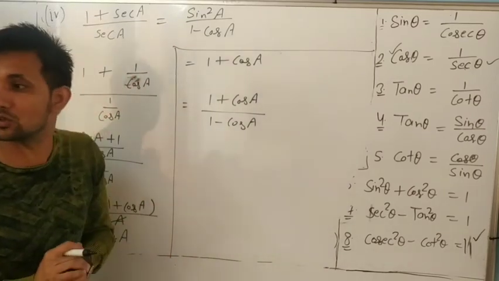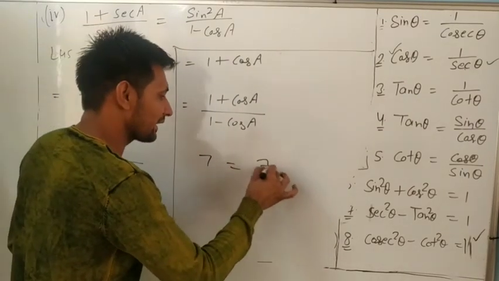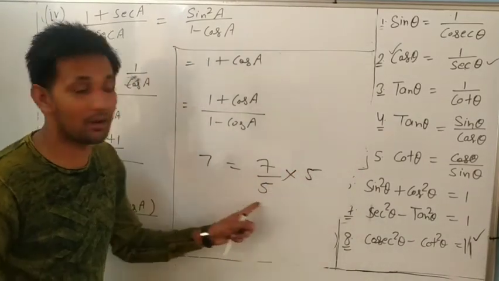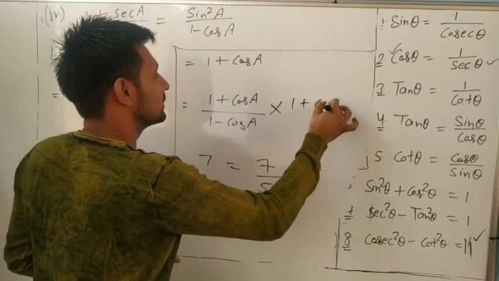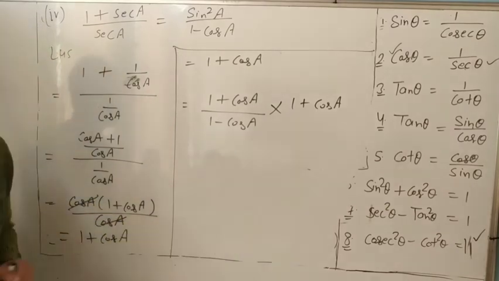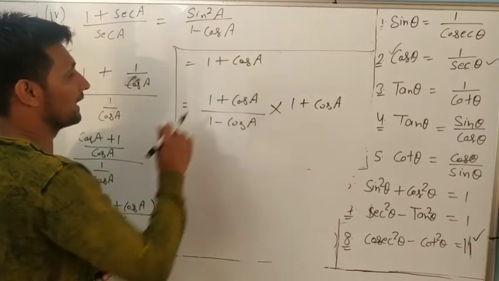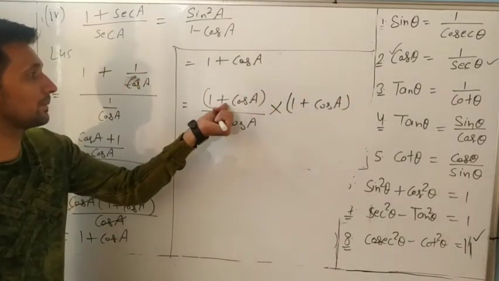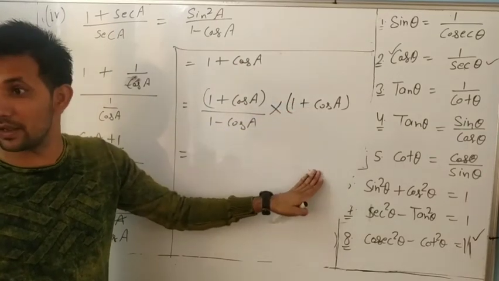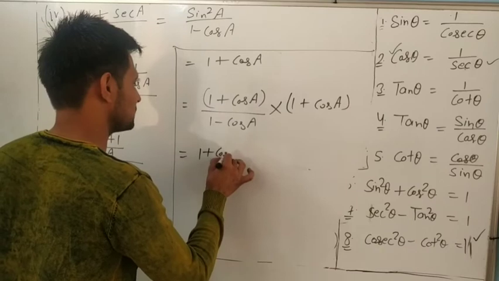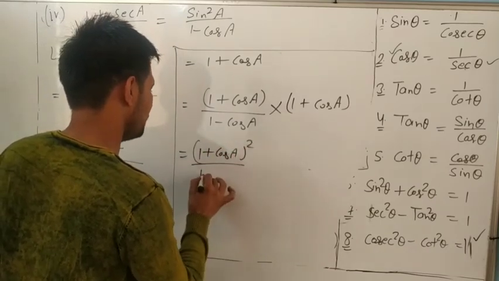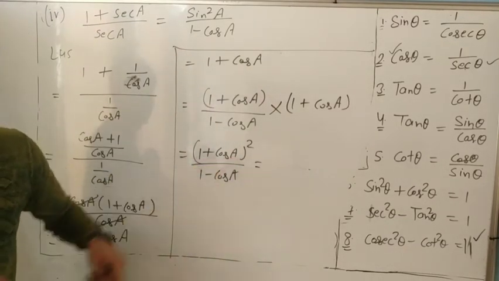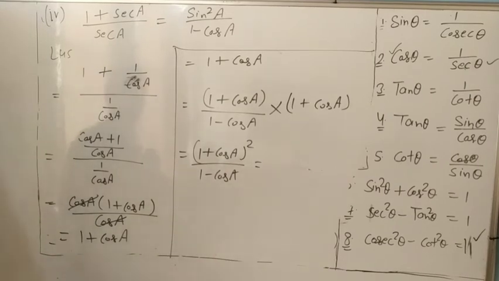So we divide by 1 minus cos a. For example, 7 can be divided by 5; divide and multiply by the same number 5. So same as it is, 1 plus cos a. Now it becomes 1 plus cos a, 1 plus cos a, what becomes? A plus b whole square. So multiply, it is 1 plus cos a whole square upon 1 minus cos a. Now we have to change this one.